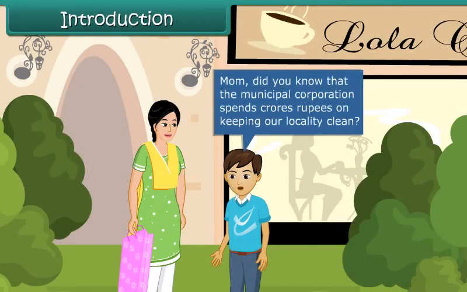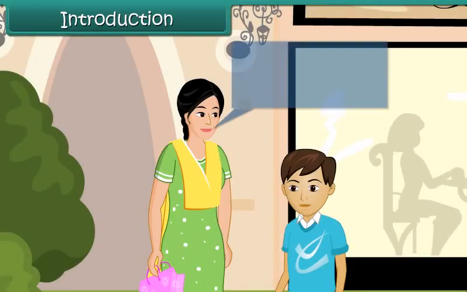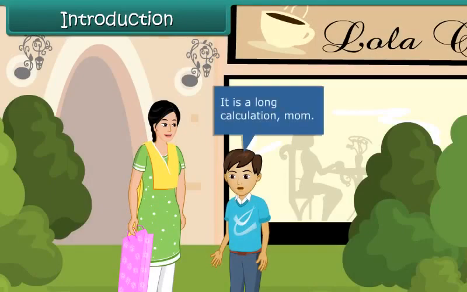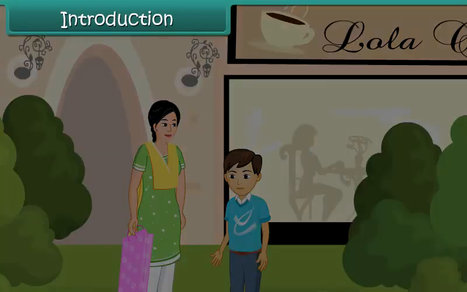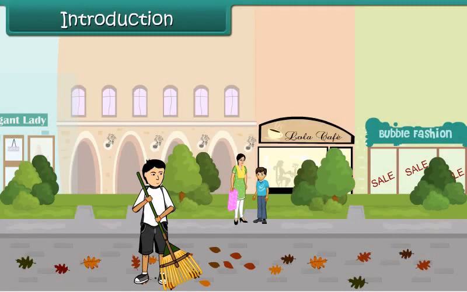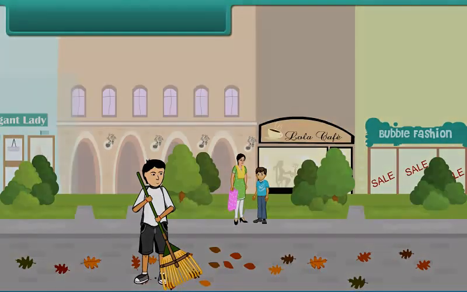Mom, did you know that the municipal corporation spends crore rupees on keeping our locality clean? Yes, I know. Can you work out the corporation's annual maintenance expenditure, Ashish? It is a long calculation, Mom. No, Ashish. It is a very simple calculation if you know the multiplication rules well. In this lesson, you will learn to perform basic operations on large numbers.